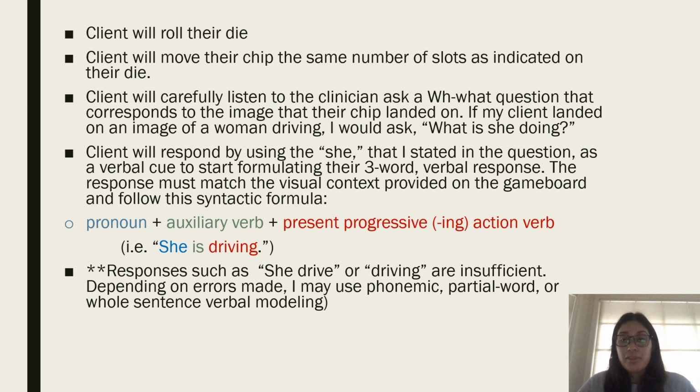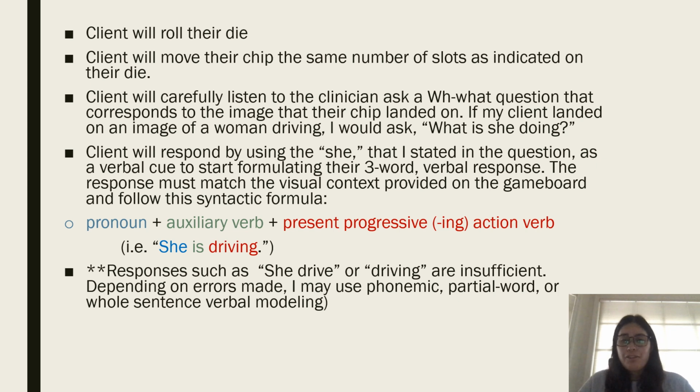My client's verbal response is in accordance with the action verb depicted on the game board. My client would use the present progressive ing form accurately. For example, she is driving and not she drive or simply girl or driving. If my client makes any errors, I'll provide cueing as appropriate to elicit the desired response. And depending on those errors made, you'll observe that I use either phonemic, partial word, or whole sentence verbal modeling.